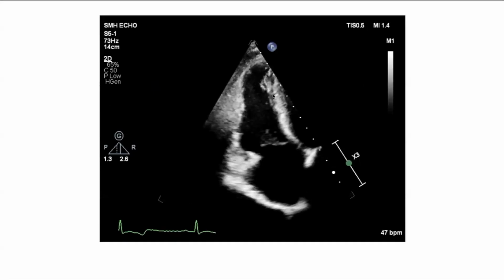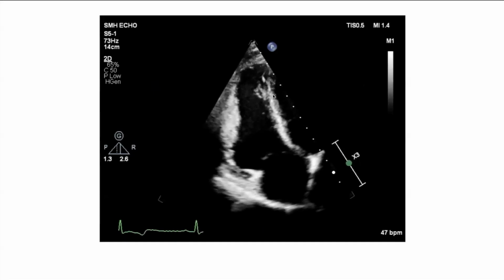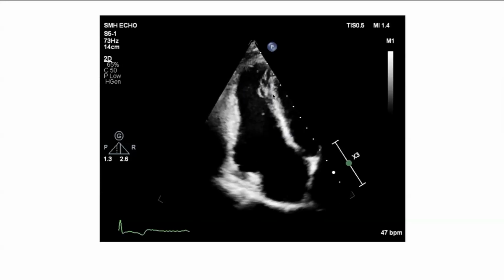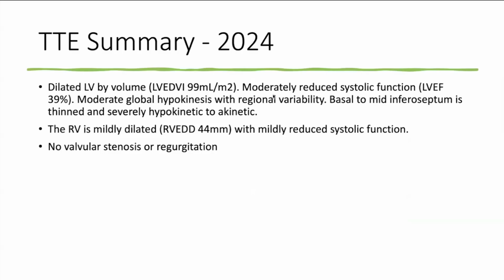And then looking at a focused view of her RV, RV is dilated, maybe mildly reduced RV systolic function. Also looks like maybe a bit of hypokinesis up at the apex there. So her echo was reported as a dilated LV by volume, moderately reduced systolic function with an EF calculated by Simpson's of 39%, moderate global hypokinesis with regional variability, some hypokinetic to akinetic segments in the basal to mid inferoseptum, and a dilated RV with mildly reduced systolic function.